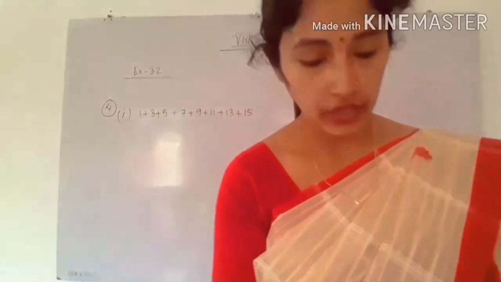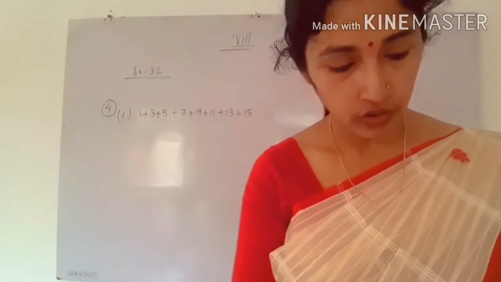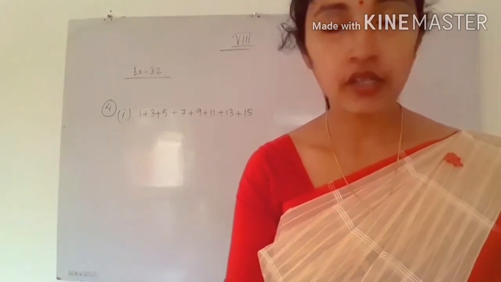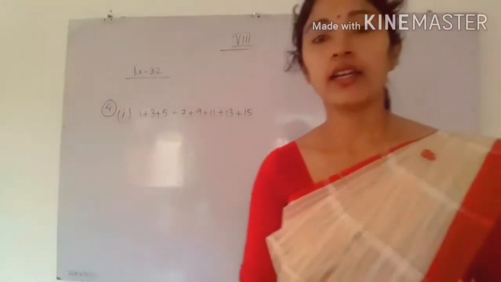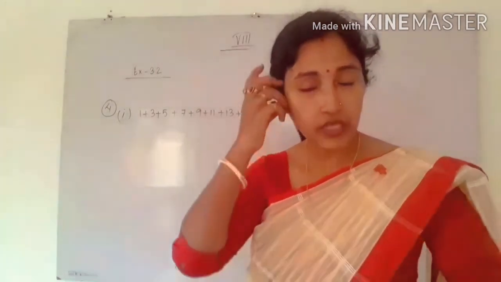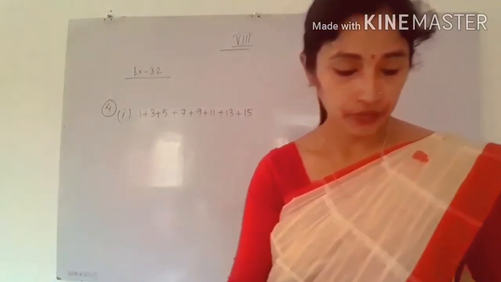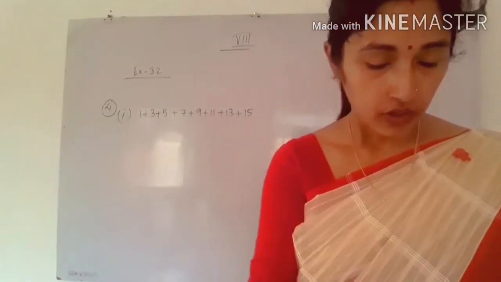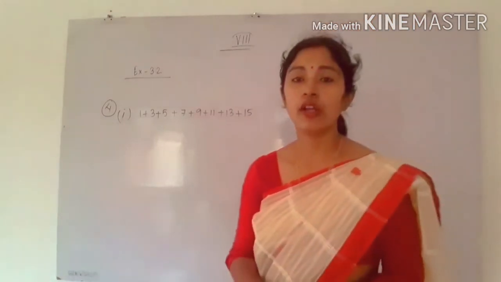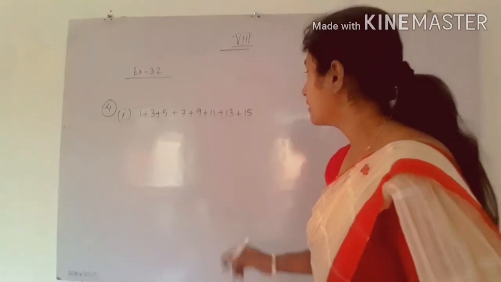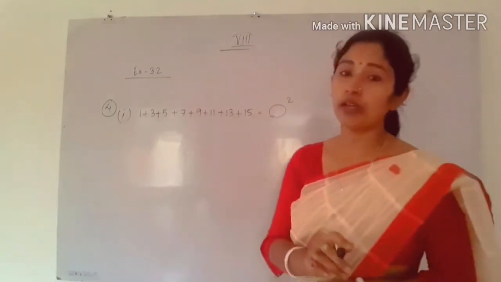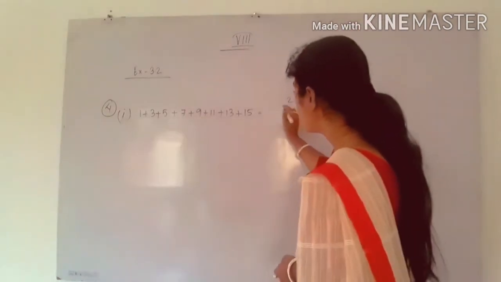The next question I have taken is question number 4. In question number 4 you have to add these numbers, but you can't add them directly, you have to apply some property. As we have discussed, property number 6 says that if we add consecutive odd numbers, then the answer will be a square number. In power it will be 2, but what is in the base?